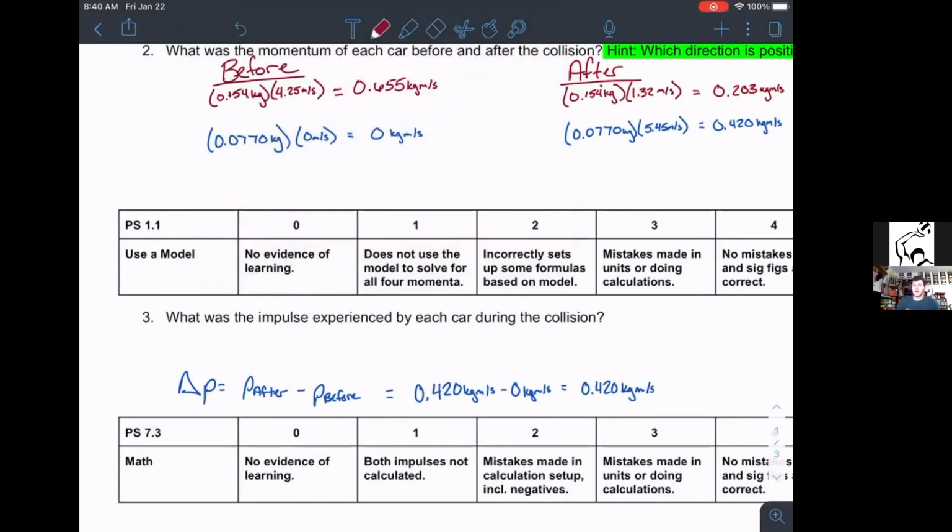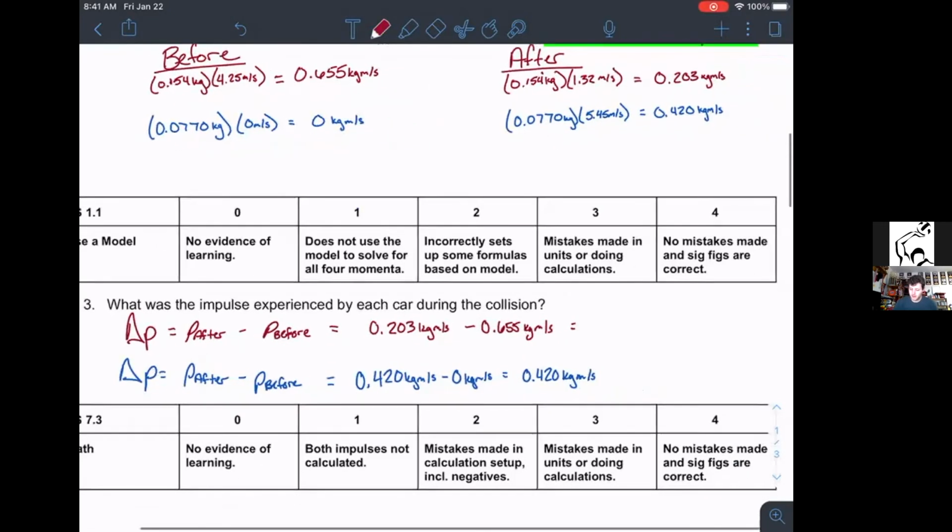Now we're finding the change in momentum of the red car. We have the same equation, so our momentum after minus the momentum before. And so we're going to have 0.203 kilogram meters per second minus 0.655 kilogram meters per second. And we're going to get a change in momentum of negative 0.451 kilogram meters per second.